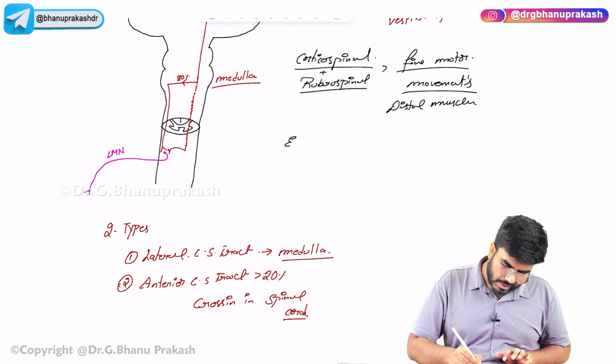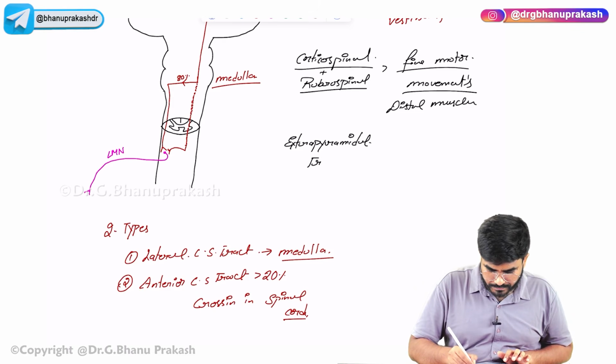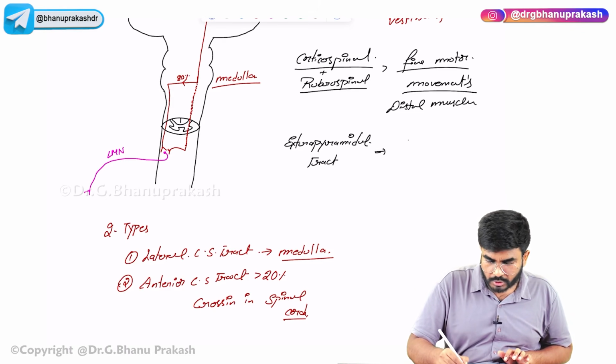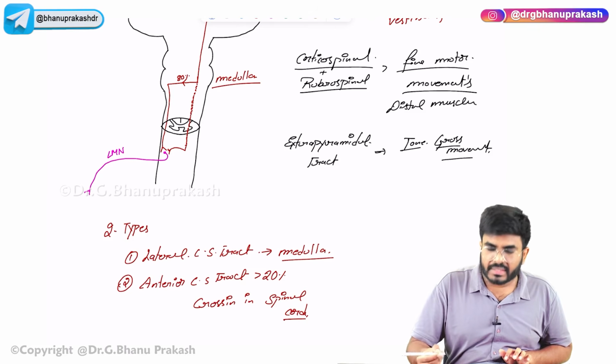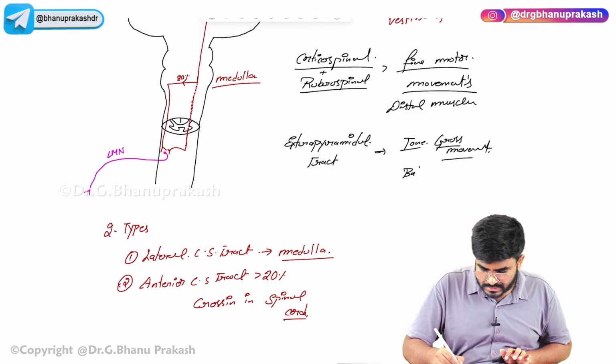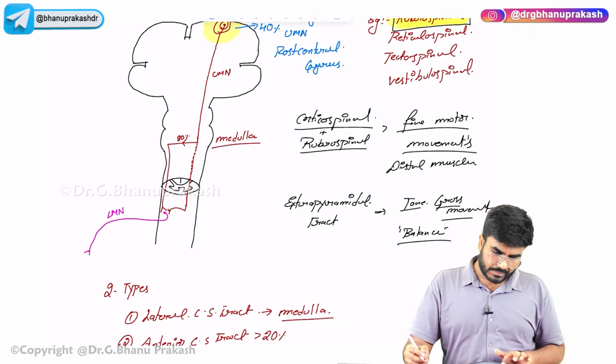What about the extrapyramidal tracts? What do they do? They control the tone, the gross movements, like maintaining the tone in the muscles, and balance. Tone, balance, these things.